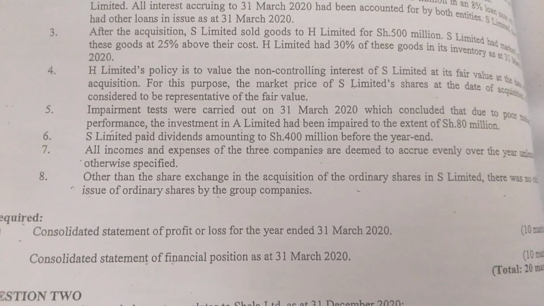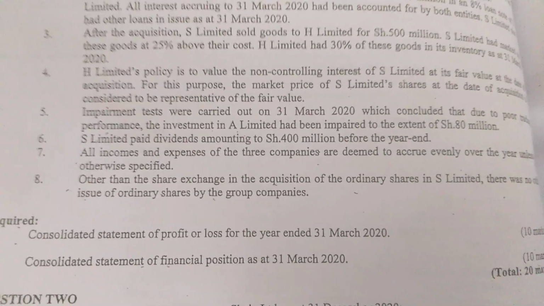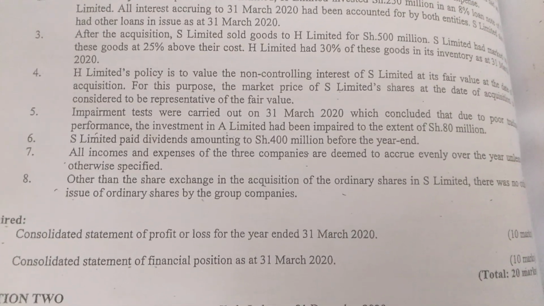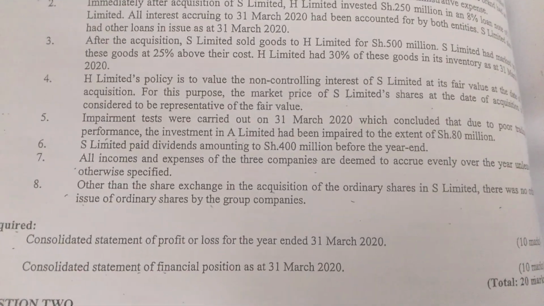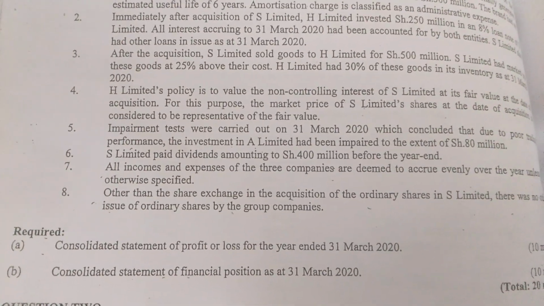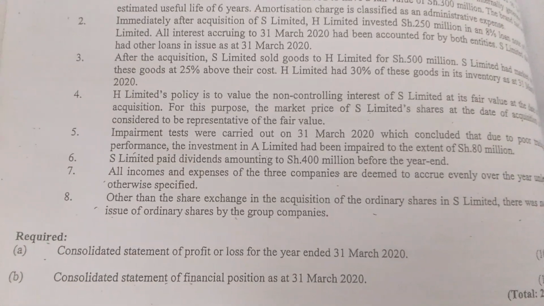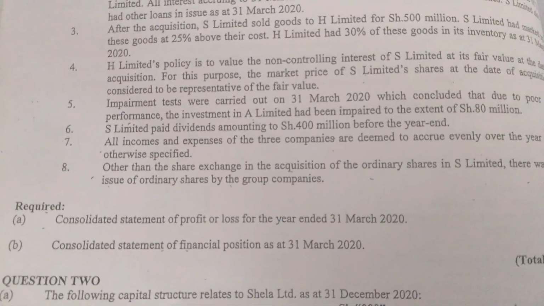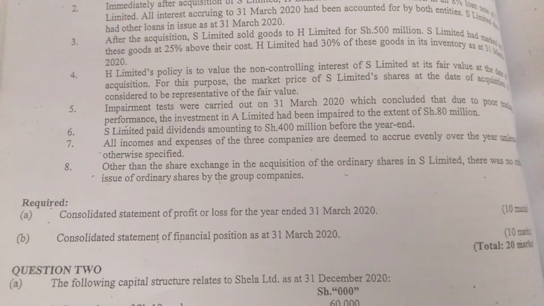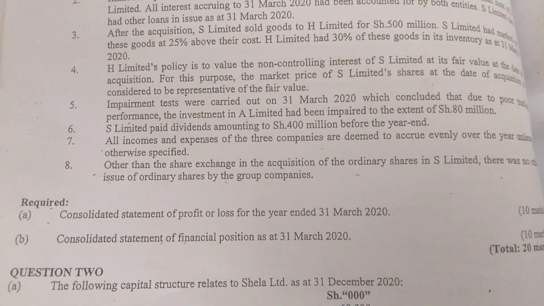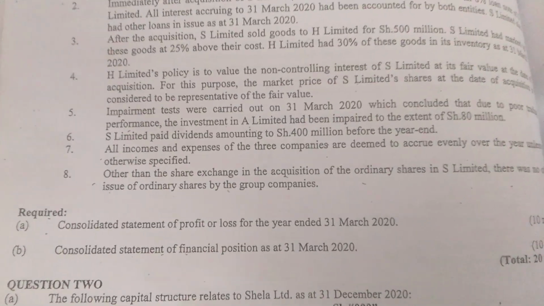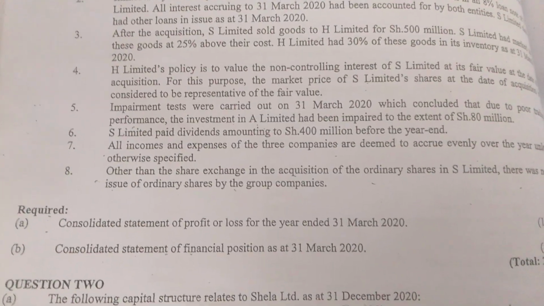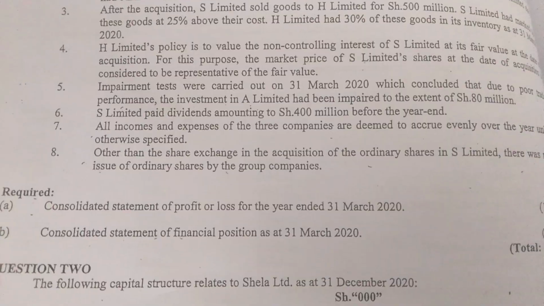Number four. H Limited's policy is to value the non-controlling interest of S Limited at its fair value at the date of acquisition. For this purpose, the market price of S Limited's shares at the date of acquisition is considered to be representative of the fair value. Number five. Impairment tests were carried out on that 1st March 2020, which concluded that due to poor trading performance, the investment in A Limited had been impaired to the extent of shillings 80 million.